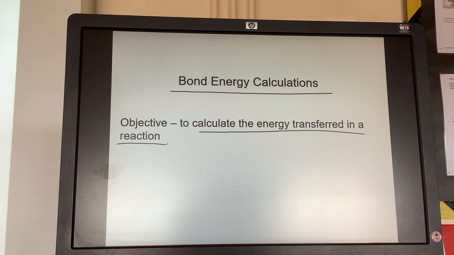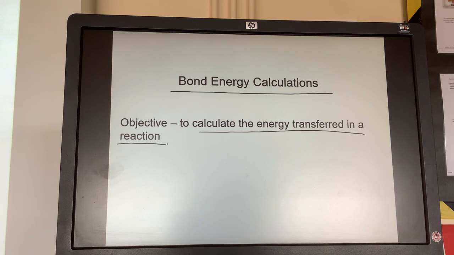So we're going to do a calculation to work out exactly how much energy is transferred in a reaction, whether it's transferred in from the surroundings or it's transferred out to the surroundings. Now, we said last lesson, we talked about exothermic and endothermic reactions. Can you remember what the difference is between an exothermic and an endothermic reaction?